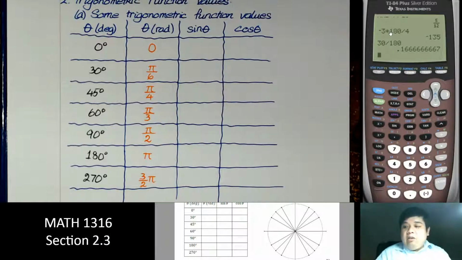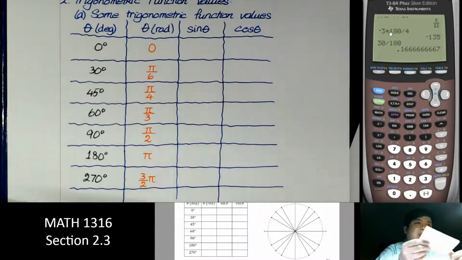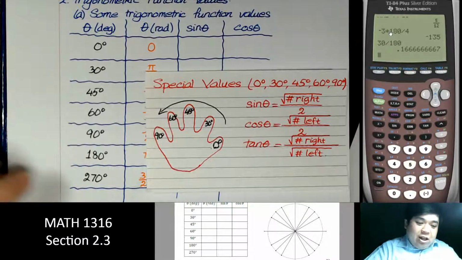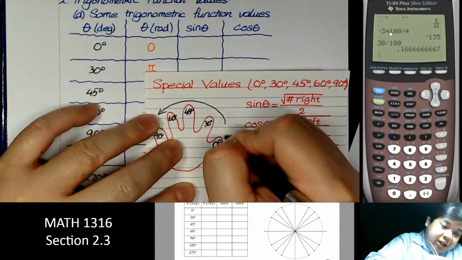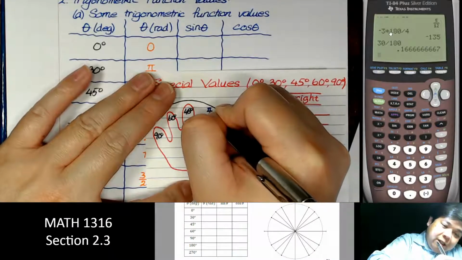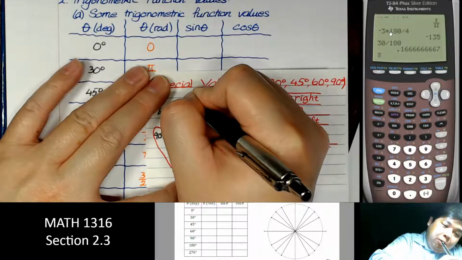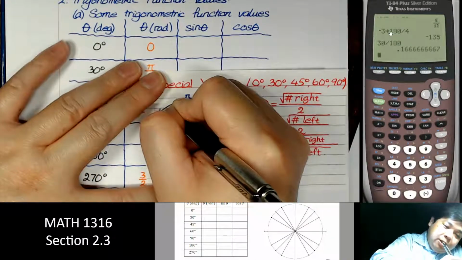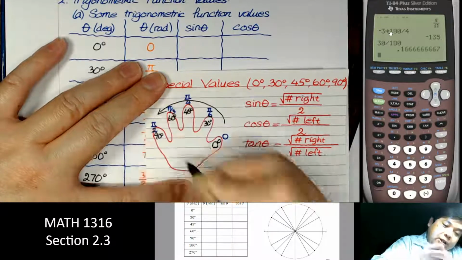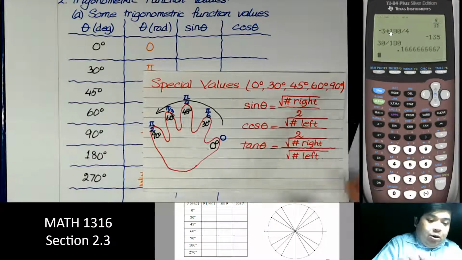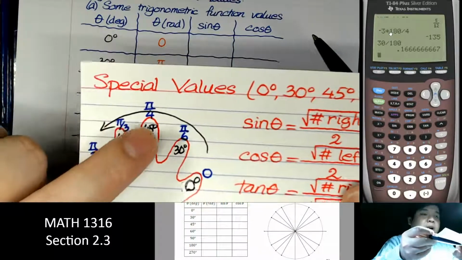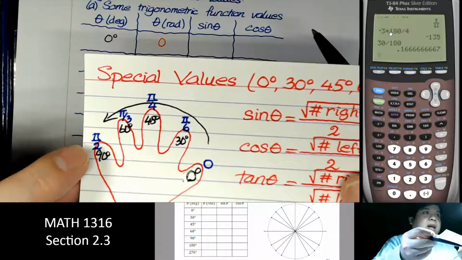Right, now the side values. Now we'll go back to the hand. Now instead of writing those angles, we write the angle equivalently: 0 radian, pi over 6, pi over 4, pi over 3, and pi over 2. So again, 0, pi over 6, pi over 4, pi over 3, and pi over 2.